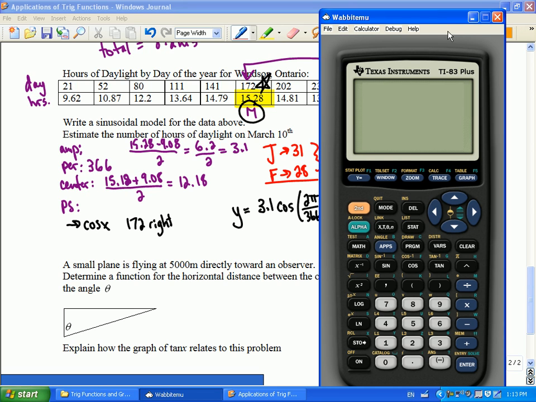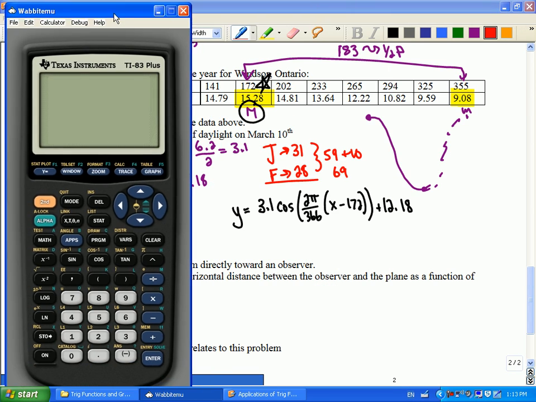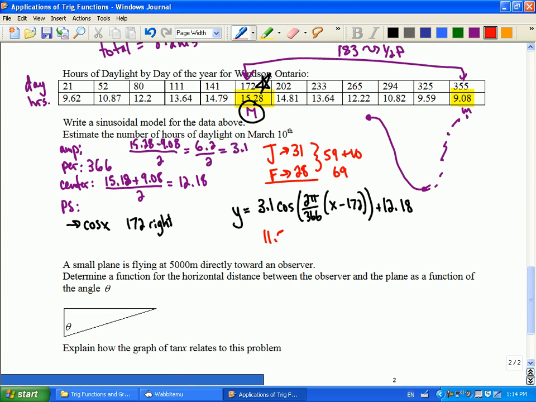So let's plug it in. I'm only using it one time. I'm not going to go through all that stuff in the calculator that I did last time. I'm just going to plug it in. So 3.1 times the cosine of 2 pi over 366, and the day is the 69th, minus 172, and my center is 12.18, sorry. So that day, March 10th, should have about 11.57 hours.